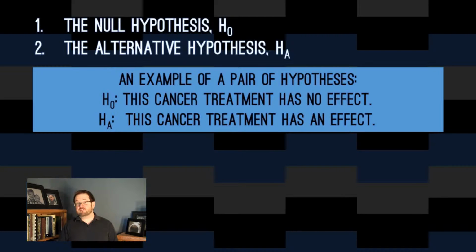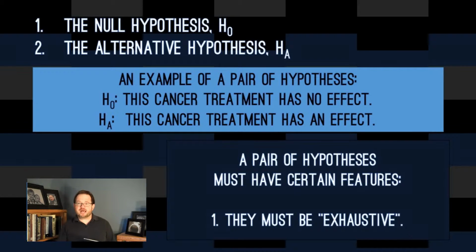HA, the alternative hypothesis, could be: this cancer treatment has an effect. Alright? These are our two hypotheses. We're not presuming anything about which one's right. They're just a starting point to try to figure out and have actual knowledge. It's very intrinsically valuable to have knowledge about which of these two is correct. Does my cancer treatment have an effect or does it not?